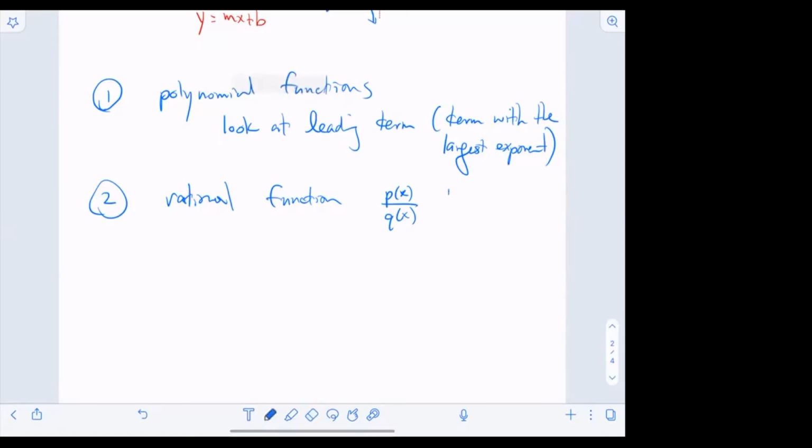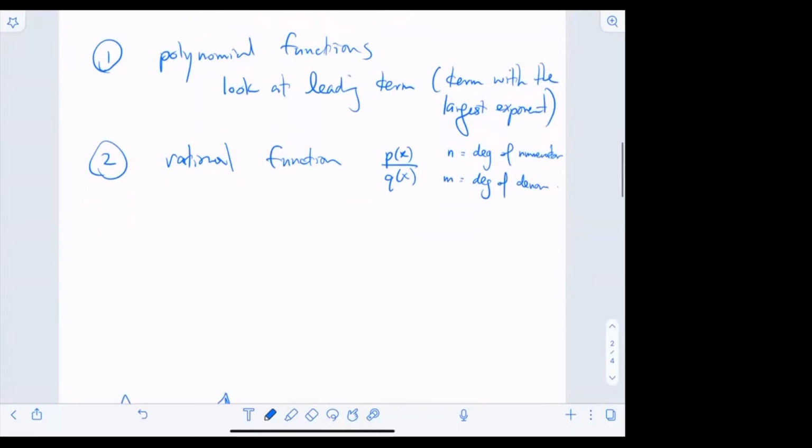Let's say n is the degree of the leading term of the numerator, and let's say m is the degree of the denominator. So we have different scenarios. One scenario is that those two degrees are equal. When this happens, you're going to have a vertical asymptote. I'm sorry, you're going to have a horizontal asymptote.